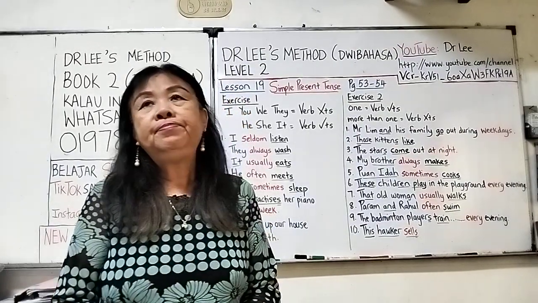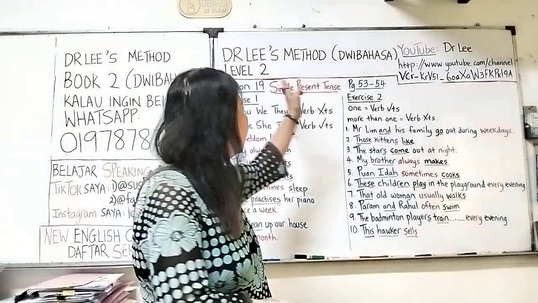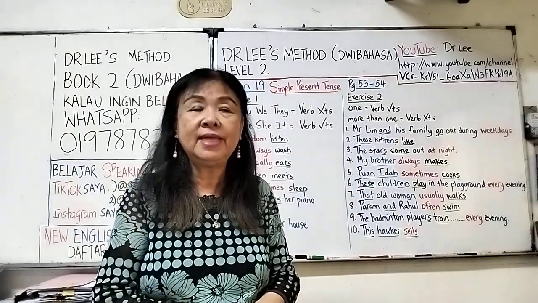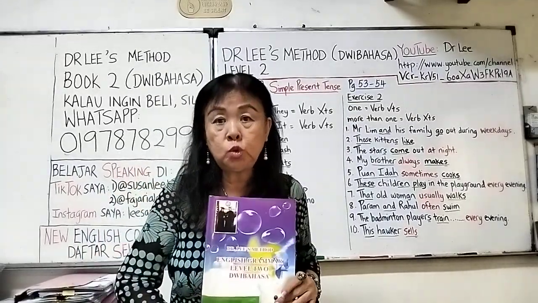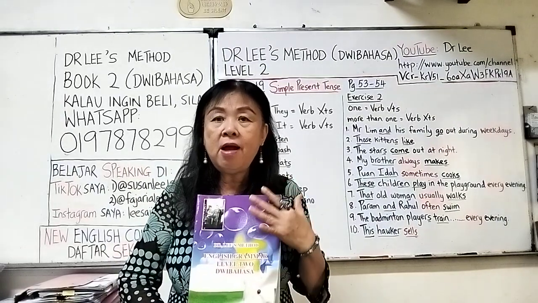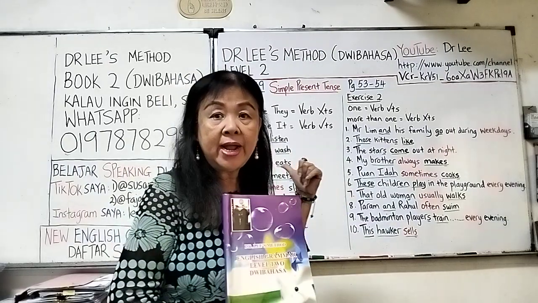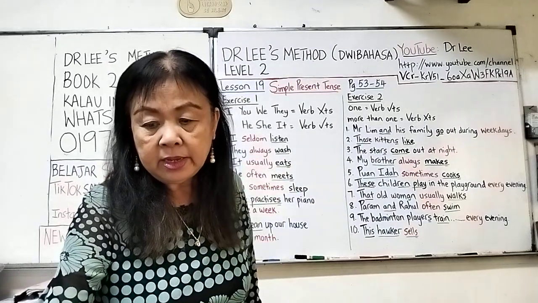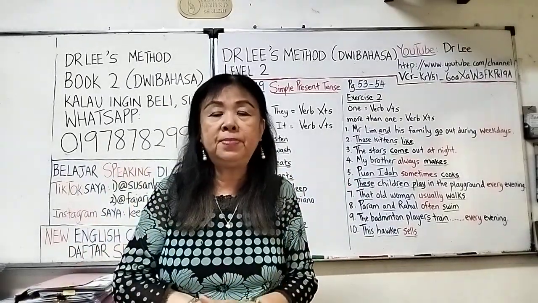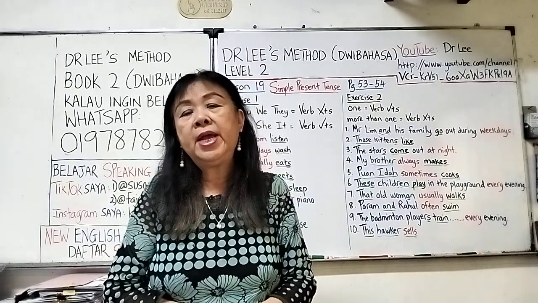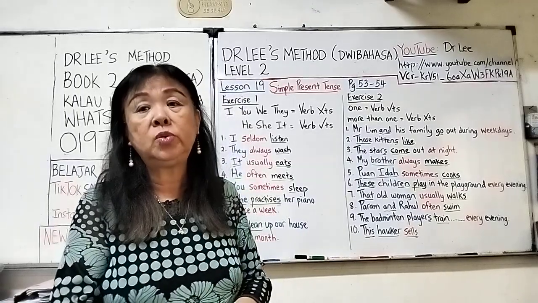Today I will share with you simple present tense lesson 19. So actually I'm uploading my book 2, level 2, and there are 40 chapters or lessons altogether, and we are at lesson 19. So we are 21 lessons away before this book is completed. I will finish this book once I reach lesson 40, because there are 40 lessons altogether.